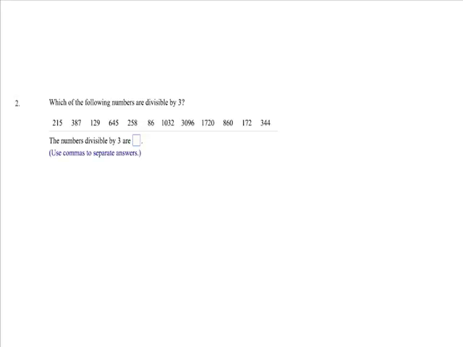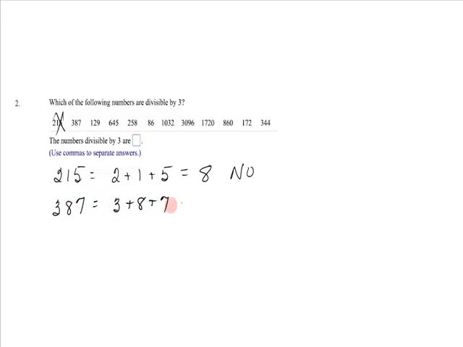All right, are the numbers divisible by 3? All right, 215. Here's what I'm going to do. 2 plus 1 plus 5. 2 plus 1 is 3. 3 and 5 is 8. Is 8 divisible by 3? No. All right, 387. Let's look at 3 plus 8 plus 7. 3 and 8 is 11, and 7 is 18. Is 18 divisible by 3? The answer is yes.